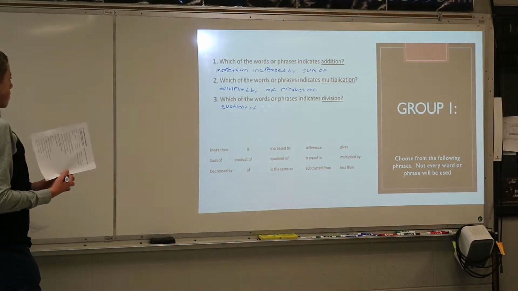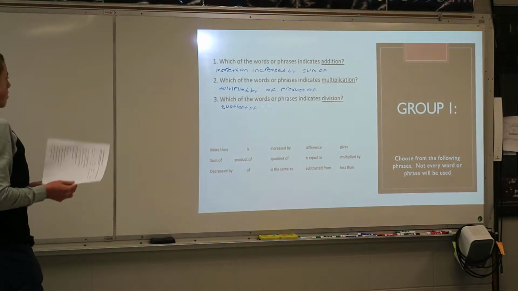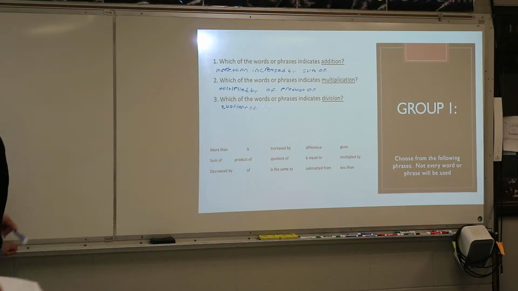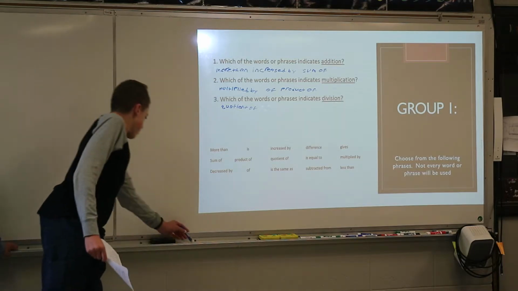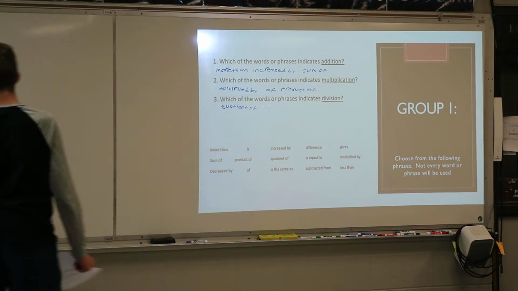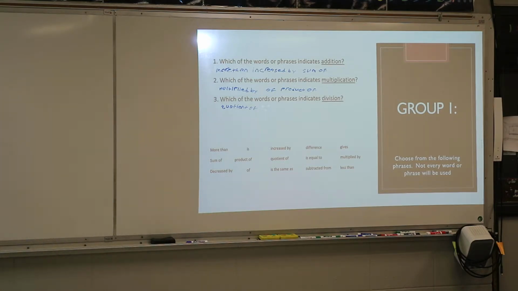More than, increased by, someone else. Boom, means addition. Next ones. Yeah, there's three. The word "of" itself means to multiply, product of, multiplied. And the last one? Boom, quotient. They didn't have any divider or anything like that, but quotient is the only keyword up there that means division.